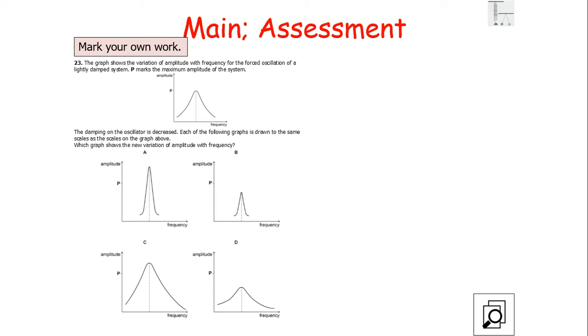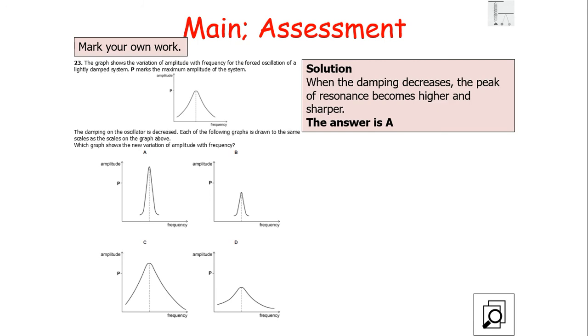Right, this graph shows a variation of amplitude with frequency for a forced oscillation of a lightly damped system. P marks the maximum amplitude of the system. Now the damping on the oscillator is decreased, and each of the following graphs is drawn to the same scales as the graph above. Which graph shows the new variation of amplitude with frequency?